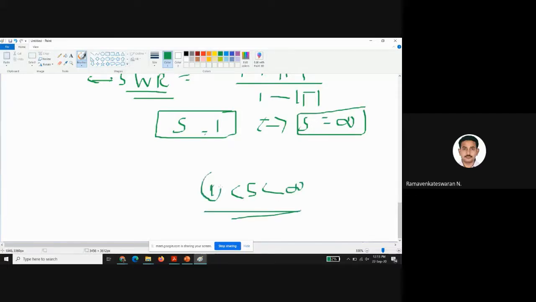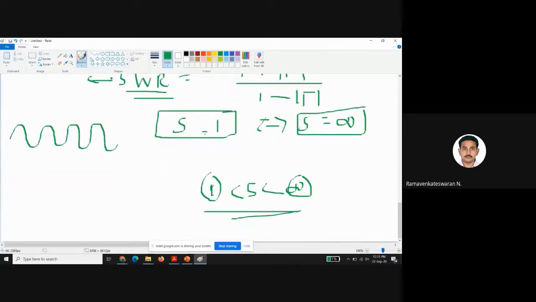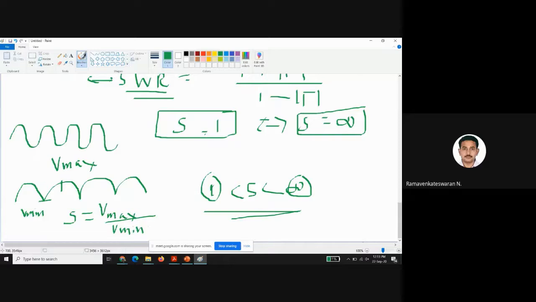For the ideal case, the standing wave is 1. The worst case is standing wave equal to infinity. So what is that standing wave? If the voltage is reflected, you will get a pattern like this, a kind of standing wave. Once the incident and reflected waves come back, there is a place where voltage is minimum and a place where voltage is maximum. The standing wave ratio is the ratio between these two, V max by V minimum. We will see that more elaborately later.